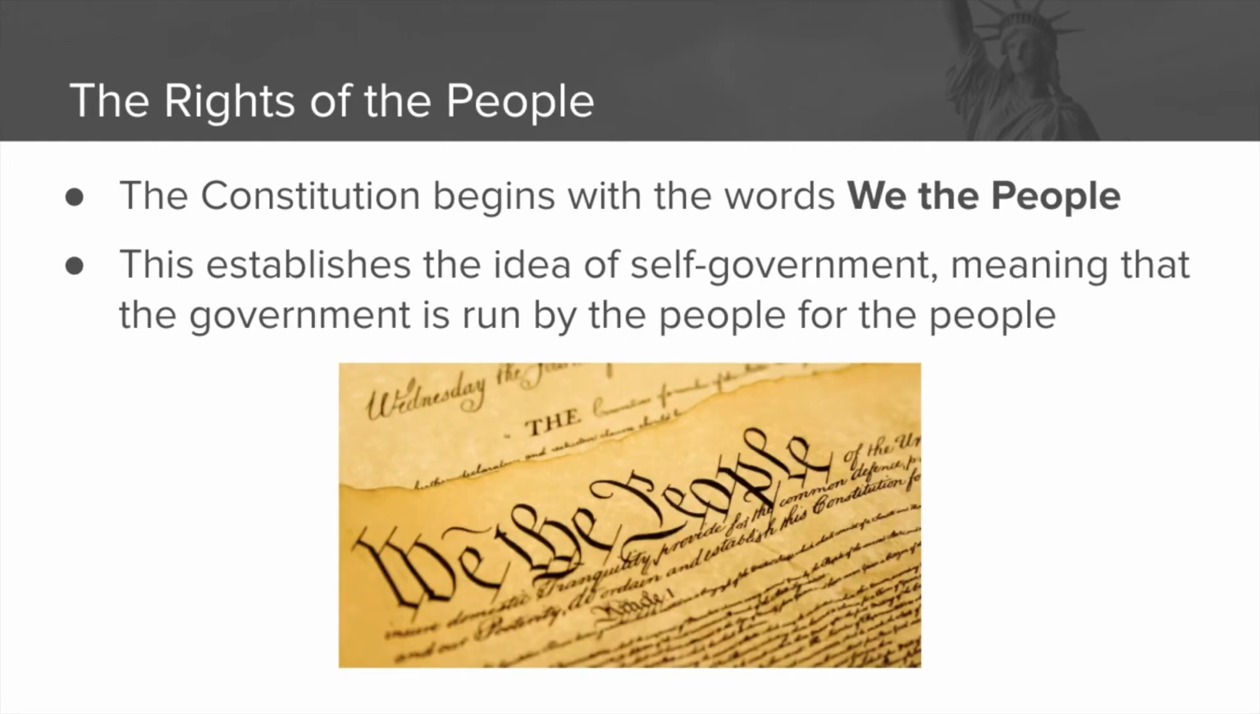Okay, so now moving on to the rights of the people. So the U.S. Constitution begins with 3 words, we the people, and those 3 words establish the idea that is really the basis of the entire Constitution, and that is the idea of self-government, which essentially means that the government is run by the people for the people. So the Constitution starts with the words we the people to make it absolutely clear that it is the people who have the power to form a government, and it is the people who will be running the government. So that's kind of the underlying foundation of our entire government, which is this idea that we should not be ruled by elites, we should be ruled by ourselves and people like us.